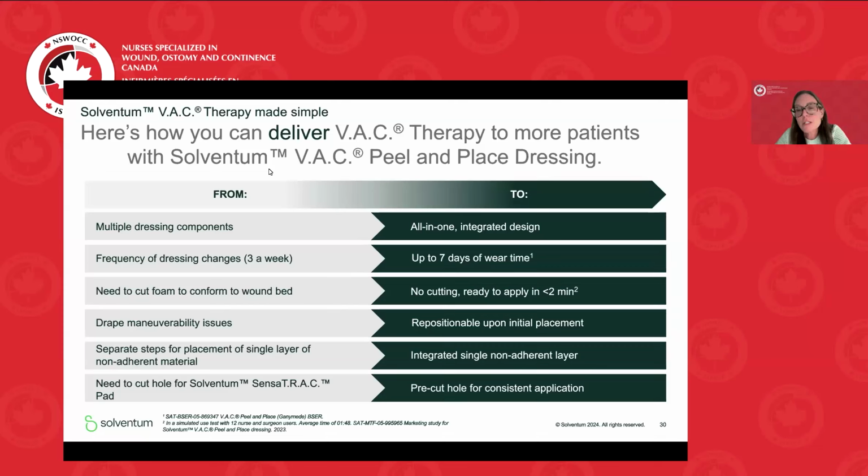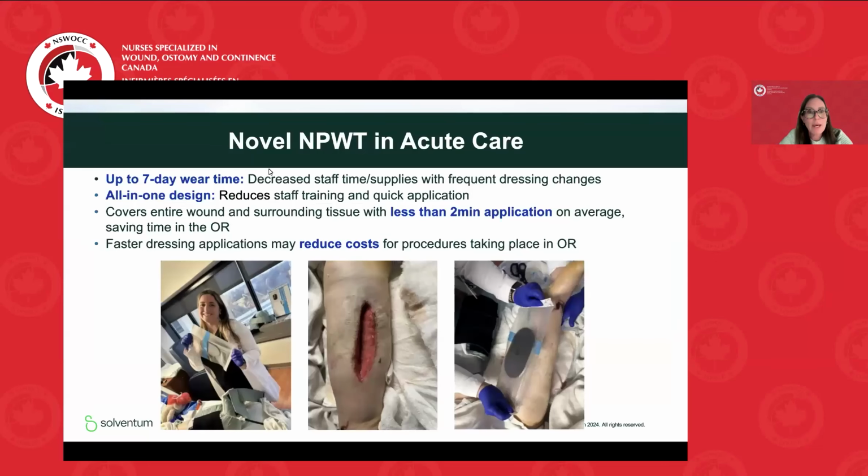We have an integrated single non-adherent layer, so we're protecting the skin already. And then it's a pre-cut hole already for the trackpad. So again, I don't know about you all, but oftentimes when I'm in and I get all done and my dressing looks beautiful and I'm really happy with it, and then I go to cut my trackpad hole and I accidentally snip off the tip of my glove and nearly snip off my finger. So with this dressing, that trackpad hole is already cut.